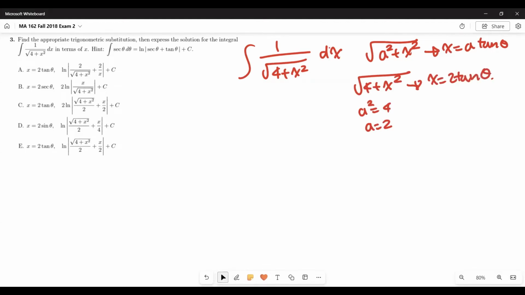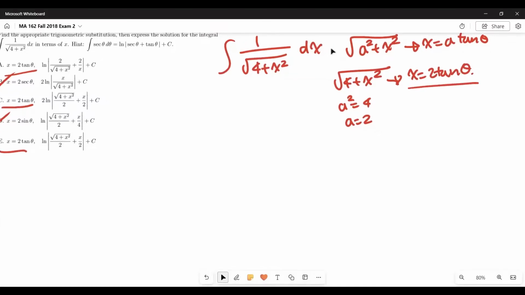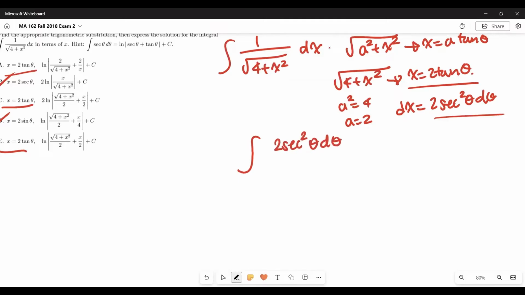If you look at our answer choices, that's only going to be A, C, and E. So not D and B, okay? Cool. So we have x equals 2 tangent theta. Let's find dx. dx is 2 secant squared theta d theta. And you can write the entire integral in terms of theta then. So 1 over, dx is 2 secant squared theta d theta, over 4 plus x squared, which, x is 2 tangent theta, so 4 tangent squared theta.